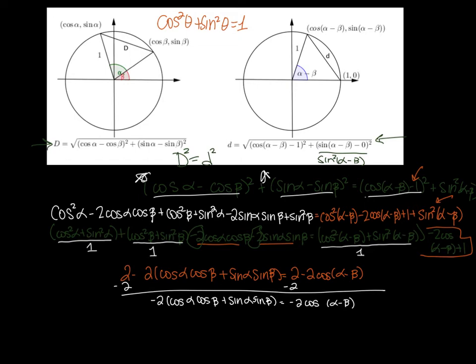And that's going to equal 2 minus 2 cosine alpha minus beta. If we subtract 2 from both sides, we then have negative 2 times cosine alpha cosine beta plus sine alpha sine beta is equal to negative 2 cosine alpha minus beta. Dividing everything by negative 2, we're left with the statement that cosine alpha times cosine beta plus sine alpha times sine beta will equal cosine of alpha minus beta.